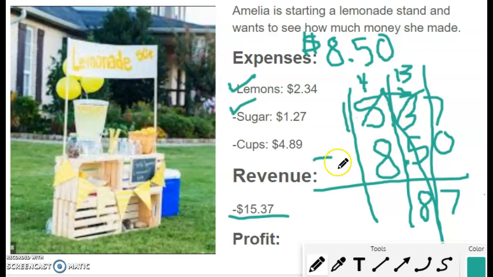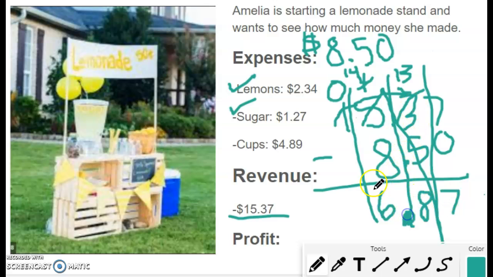4 minus 8. Once again, we can't do that. So I'm going to go to the tens place. Well, we only have 1, but we can regroup that still. So now I don't have any more tens. I'm going to add it to the ones place, and now I have 14 ones. 14 minus 8 is 6. I'm going to bring that decimal straight down.